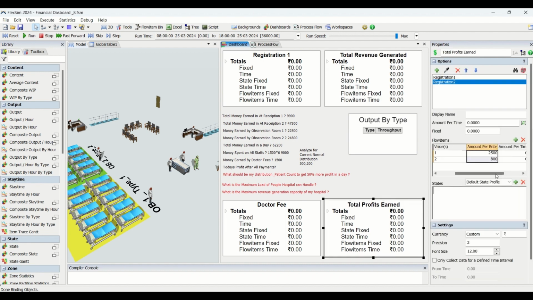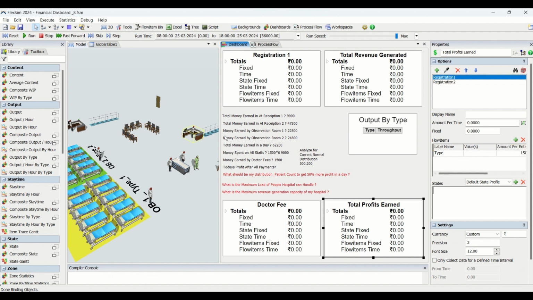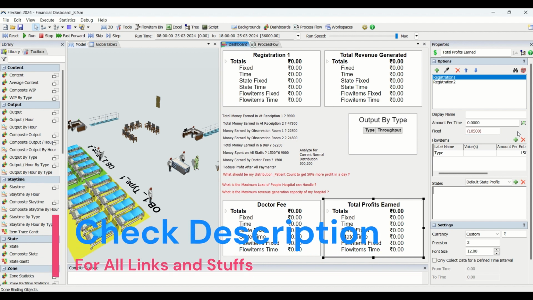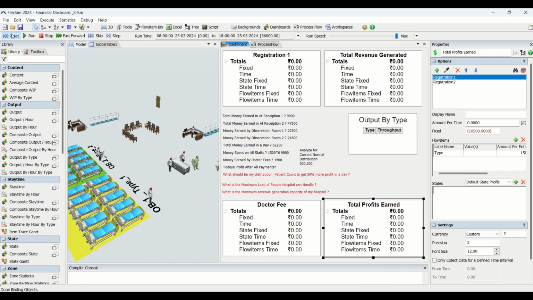Same calculations will be arriving. So we have registration 2, revenue generated into our account. We have revenue 1 from our registration 1 taken into account. Now let us put the expense which we just calculated, that is 10,500, which is going to be a fixed expense from this area. So if I reset this and run the simulation model, let us look at what the graph shows us.